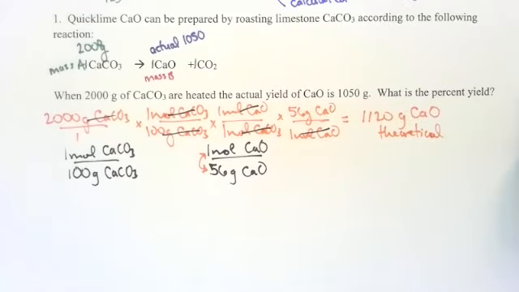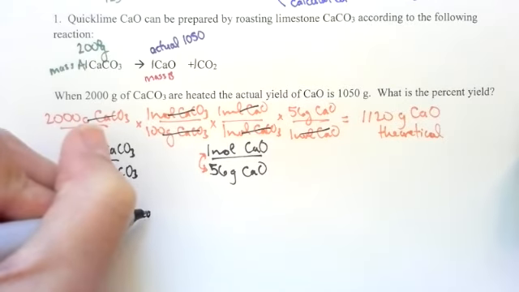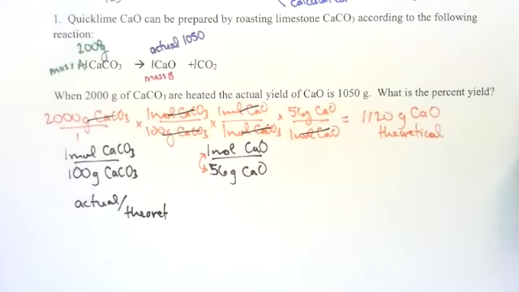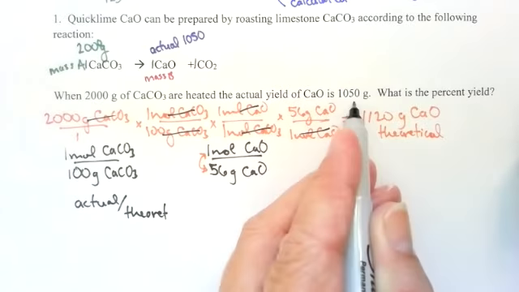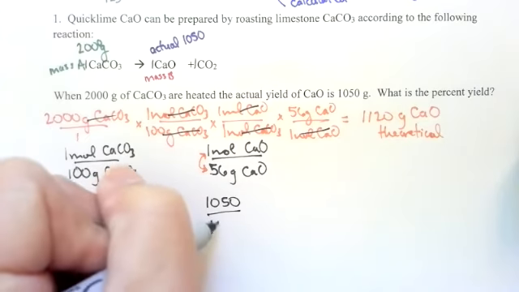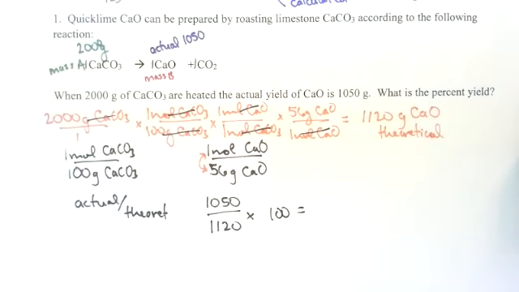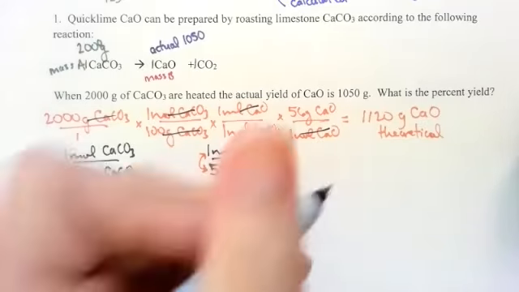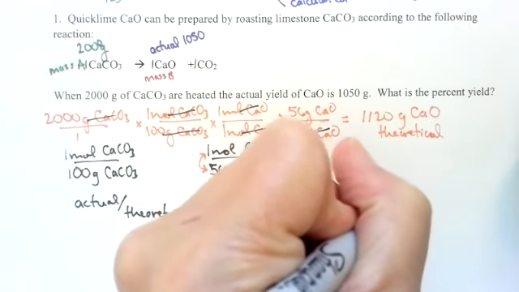Theoretically, that's what I should get. So we set up above, percent yield is actual over theoretical multiplied by 100. So I'm going to take the actual yield, which is 1,050, divide that by 1,120, and multiply that by 100 to get it into percent form. And I get 93.8% yield.